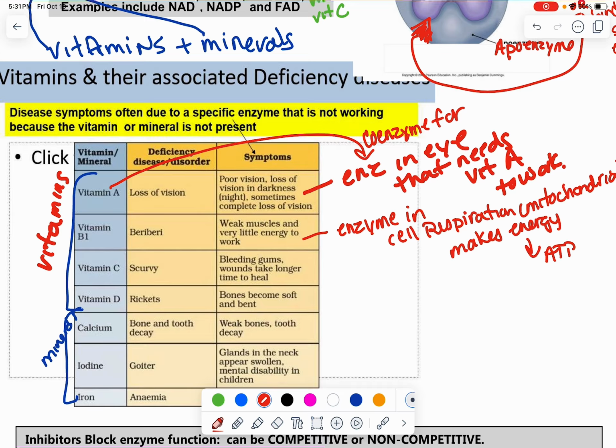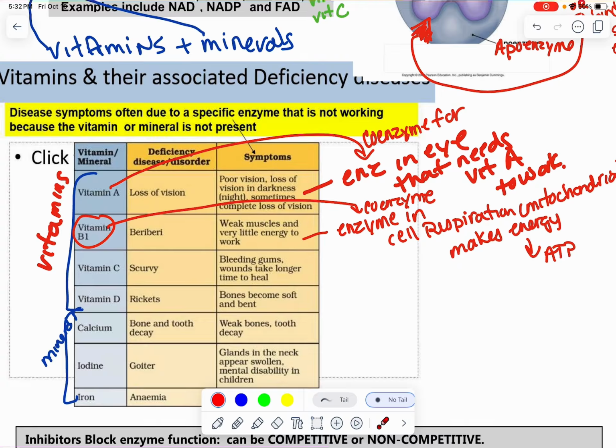We've talked about that. So vitamin B1 is a coenzyme for, I think there are several enzymes in the cell respiration process, and if you don't have vitamin B1 there, you're not going to do cell respiration in the mitochondria. You're not going to make ATP, which is energy. So you'll notice weak muscles and little energy tend to be the symptoms of a vitamin B1 deficiency, and they call that beriberi. Vitamin C deficiency is called scurvy.